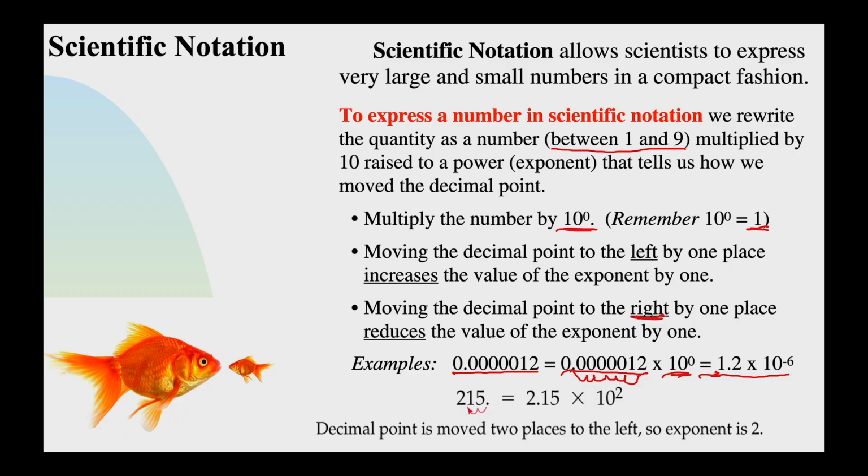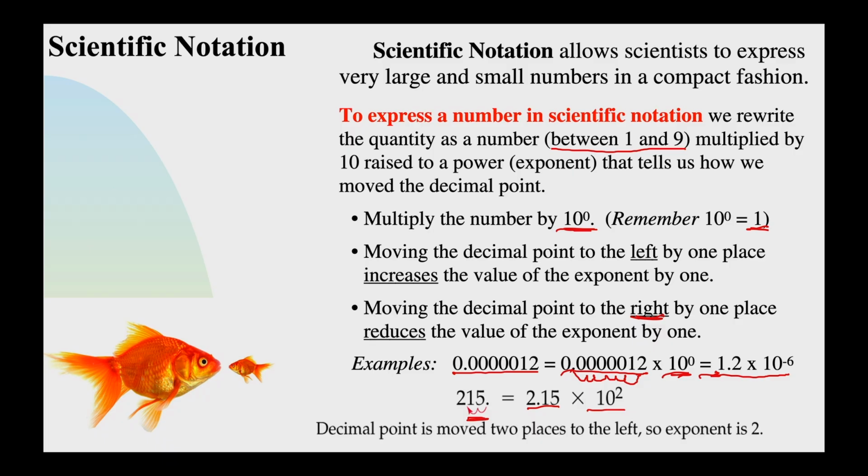Now, if you have a large number like 215, you can see what's happening. You initially write it as 215 times 10 to the 0, which is kind of boring. But here's the punchline. To make it a 2.15, we need to move that decimal point over 2 spots, so it becomes 2.15. And because we went left, it's a positive exponent. So 215 would be 2.15 times 10 to the second.